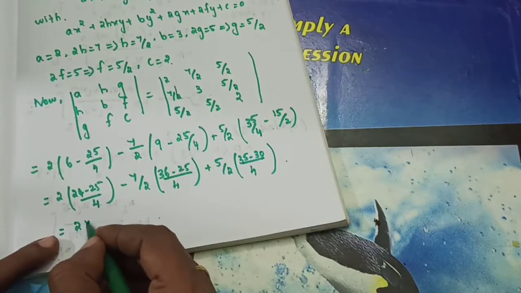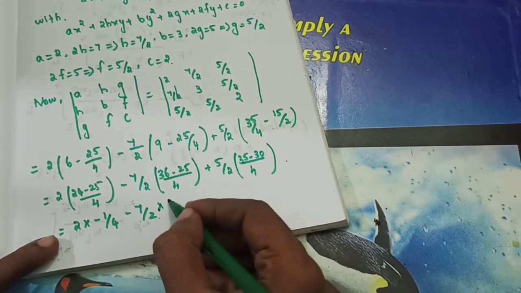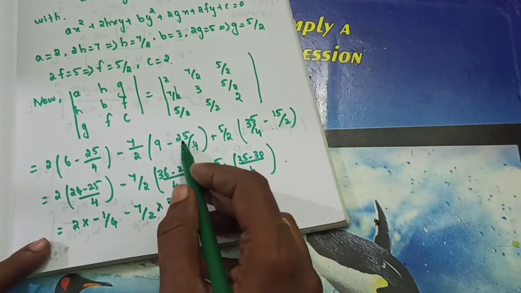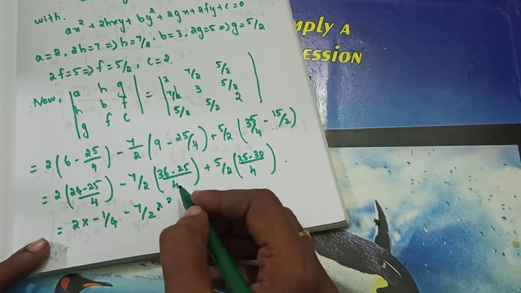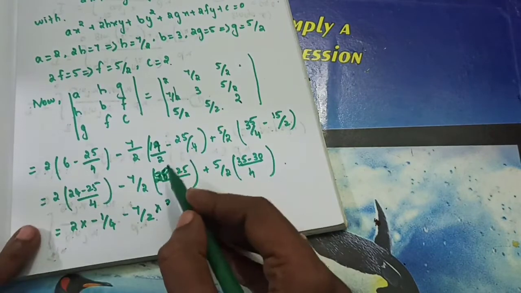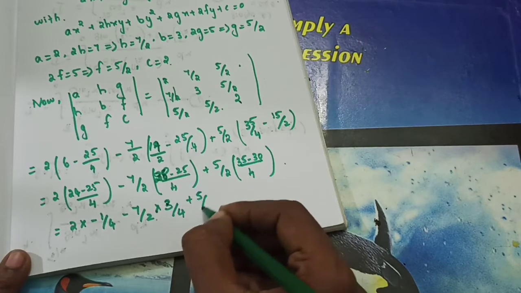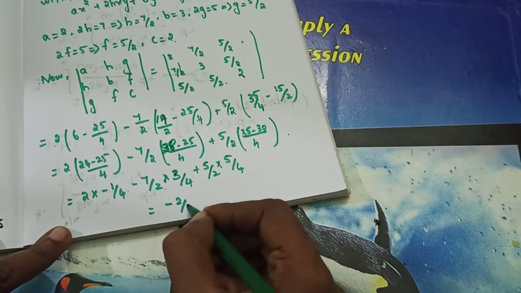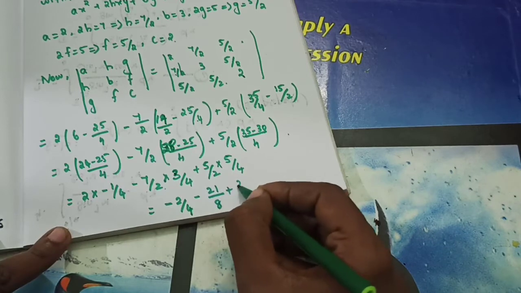That's equal to 2 into minus 1 by 4 minus 7 by 2 into minus, is it right? So 36 minus 25. Okay. So how much will get? Okay children, here there's some small mistake. So it's 14 by 2. Okay. So how much will get? 28. Okay. So how much? 3 by 4. Okay. Plus 5 by 2 into 5 by 4. Now simplify all the things. So you will get as minus 2 by 4 minus 21 by 8 plus 25 by 8.